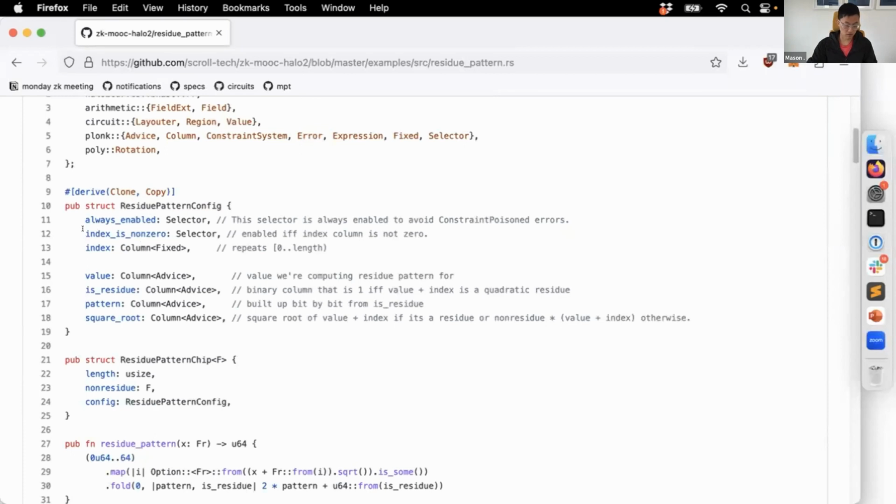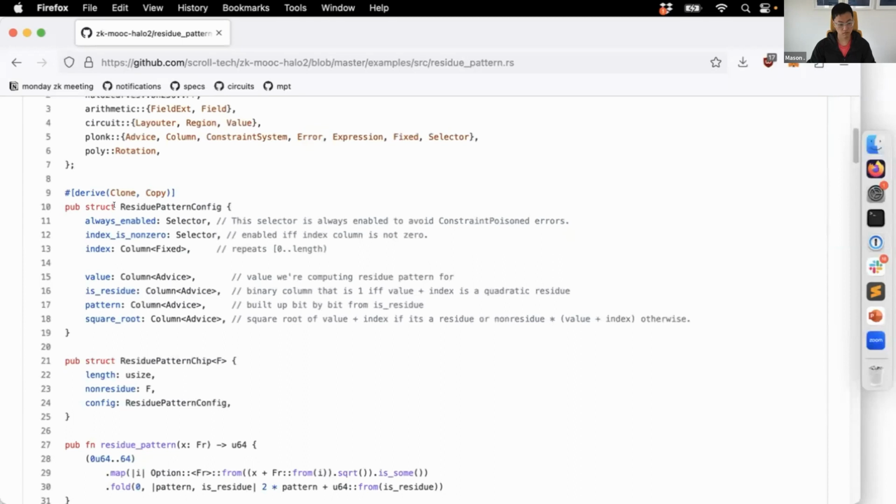Then, index is non-zero. It's easier if I talk about index first. The thing that I want to prove involves the bits from 0 to 63. So the index is going to be a fixed column that runs 0, 1, 2, 3, all the way to 63, and then repeats. The nice thing about fixed columns is I don't need to write any constraints about this. I just assign whatever I want to it, and because it's a fixed column, it's public and everyone can see that I haven't lied about what I've assigned. Then index is non-zero is a selector column, which is 0 if index is 0 and 1 otherwise. So it's going to be 0 every 64 rows and 1 otherwise.